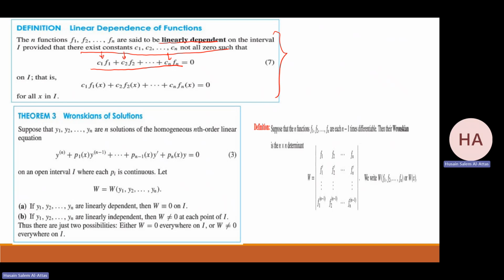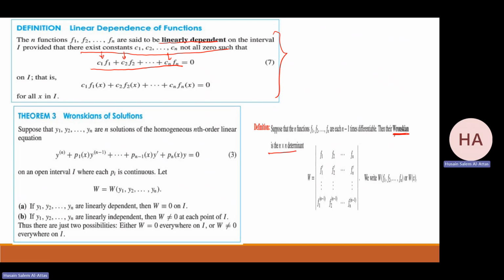To show they are linearly independent, I'm saying I tried all the C's and none of them will make it equal to 0, which is impossible to do. So there is another way to do it, where we need to introduce what's called the Wronskian.